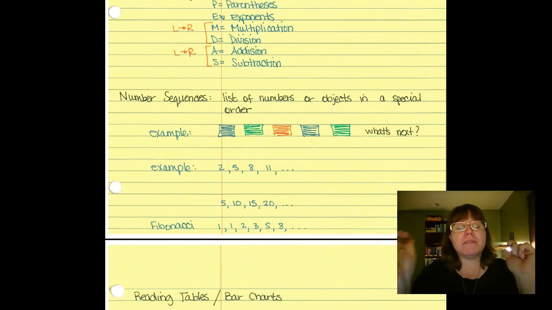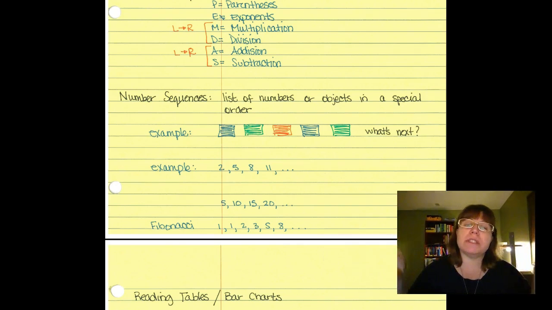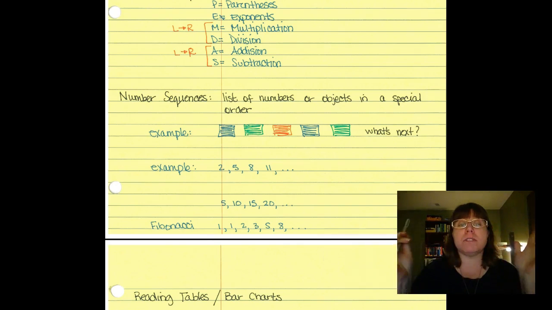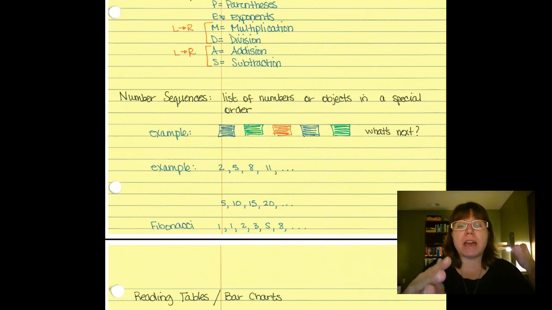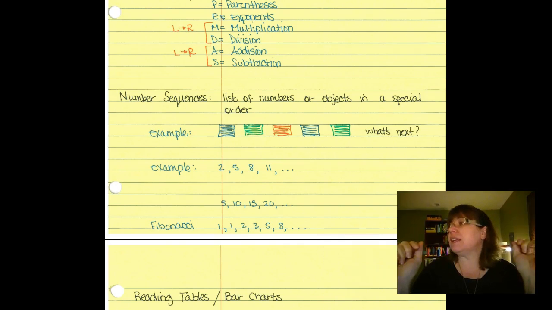Now you should already be familiar with number sequences. Number sequences are just a list of numbers or objects in a special order. For example, I have blue, green, red, blue, green. What do you think comes next? Well, if I follow the pattern that's going on, red should be next. The great thing is humans are really good at figuring out patterns. So even if I didn't tell you what to expect, you could probably figure out that the next value is going to be red.